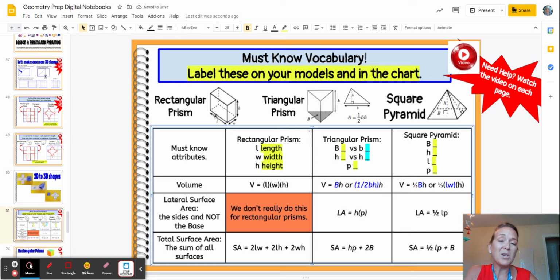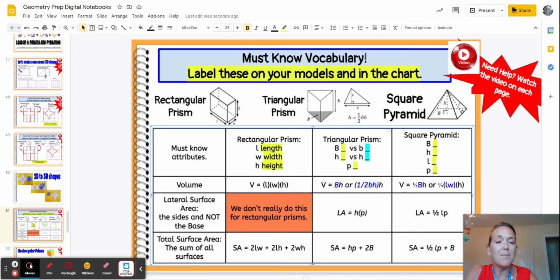Know that those don't need to go in any kind of special order because I could turn this on a different base and then the length, the width, and the height change. It's still the same 3 letters, and we're going to use these 2 formulas. The triangular prism changes a little bit.